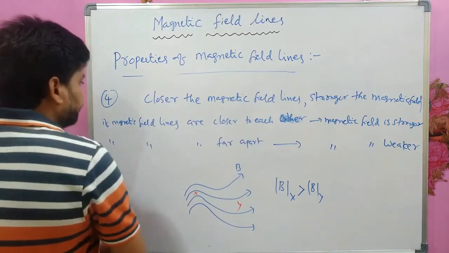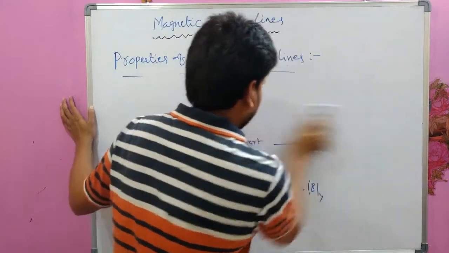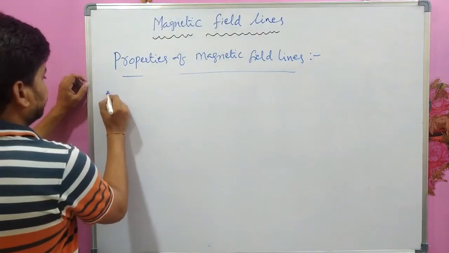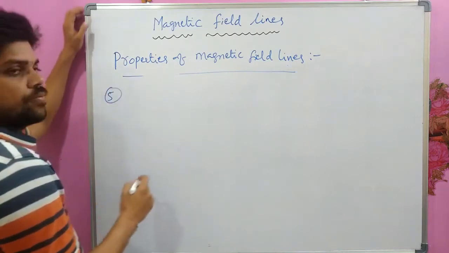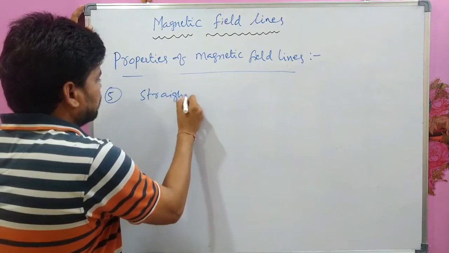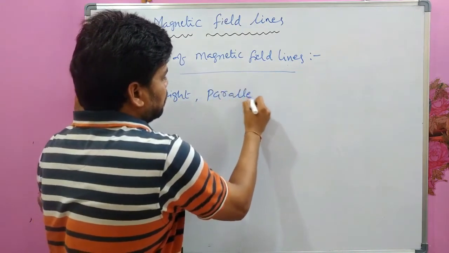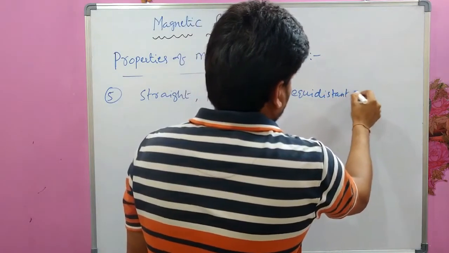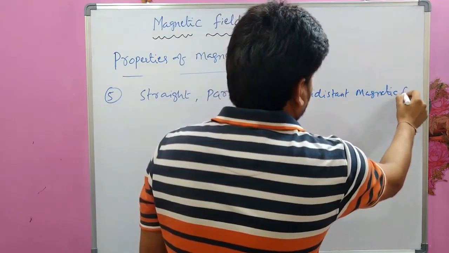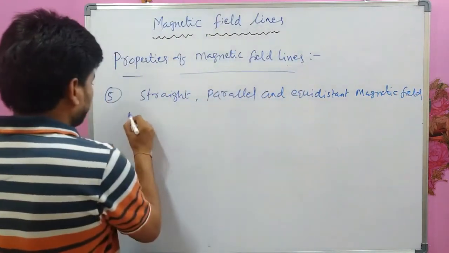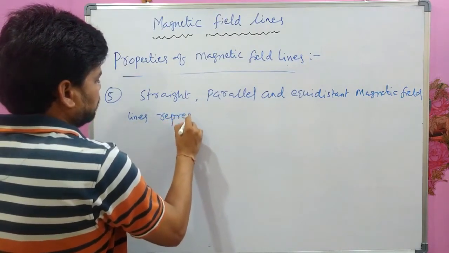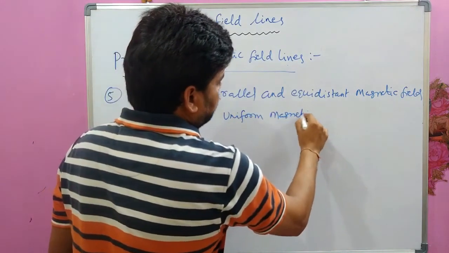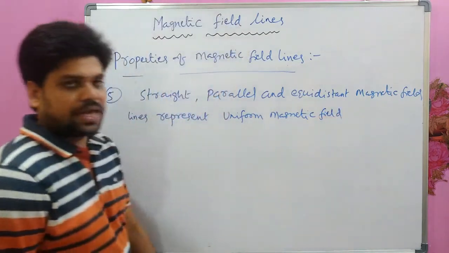So the fifth property of magnetic field lines: straight, parallel, and equidistant magnetic field lines represent a uniform magnetic field. It means that everywhere the magnetic field magnitude and direction are the same.